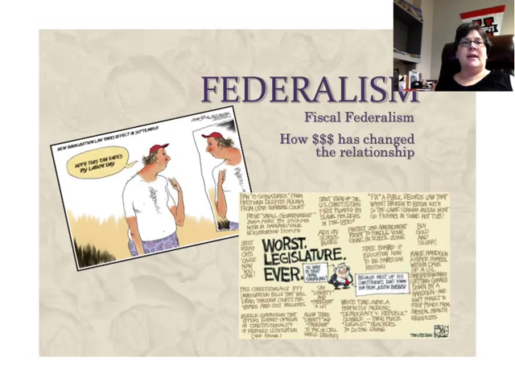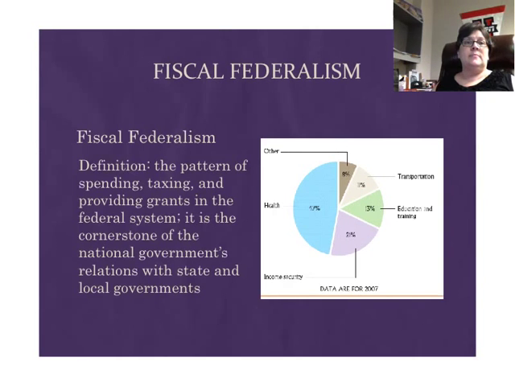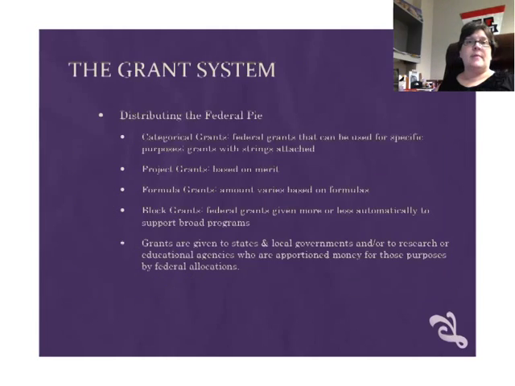So you'll notice my subtitle here is How Has Money Changed This Relationship? Fiscal federalism is defined as the pattern of spending, taxing, and providing grants in the federal system. Basically, today, this is the cornerstone of this relationship. We all pay taxes to the federal government, and then the federal government in turn sends that money back to the states in a variety of ways. So how do they distribute the federal pie, so to speak?